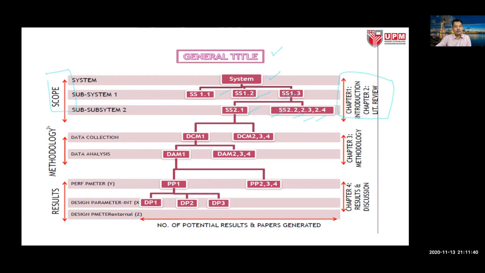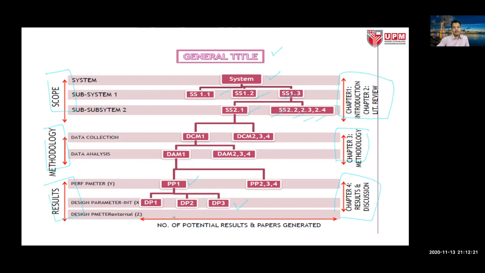And then to continue, we have the methodology, the data collection. When you have chosen different types of methodology, you can then write your chapter 3, which is the methodology. And finally, when you go into your part B dissertation, you can produce your results by already identifying the performance parameters as well as the design parameter. These are the sections where you discuss the results, analyze the results, do the discussion and make conclusion, okay?